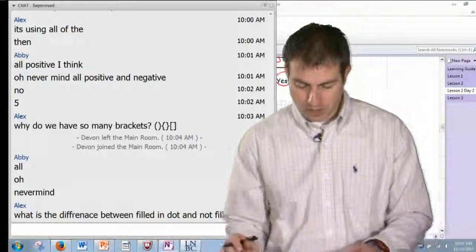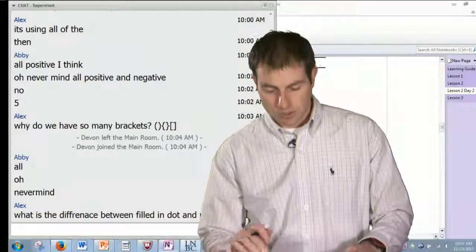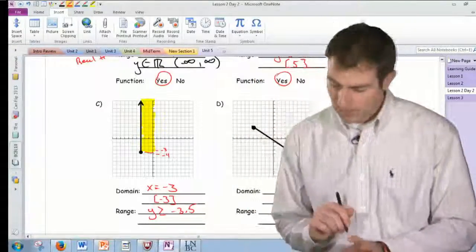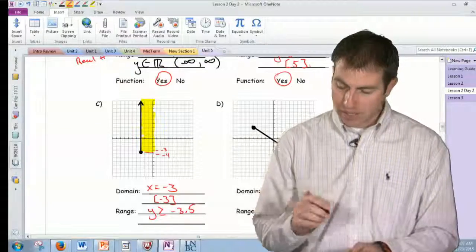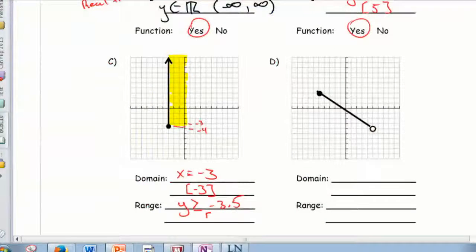What's the difference between a filled in dot and a not filled in dot? That's a great question. We'll talk about it in the next example. There's one different way I can write this y thing. I can write it as a square bracket, negative 3.5, and then infinity with a round bracket. The square bracket means includes, the round bracket means does not include, but it's going to infinity, so it doesn't really matter. The y values go from negative 3.5 to infinity. Is this a function? No.